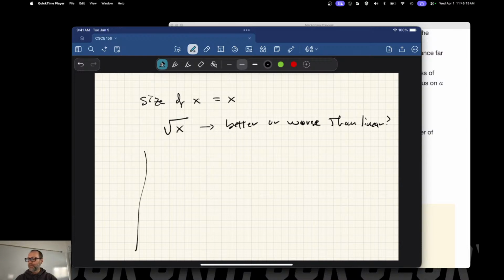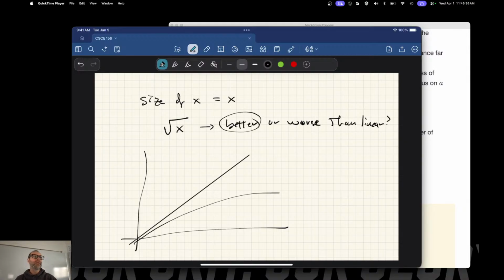If I were to graph this, what would it look like? Here's linear. What does square root of x look like? Something like that. It's not linear, but it is, there we go, something like that. It's lower than linear. It's better than linear.